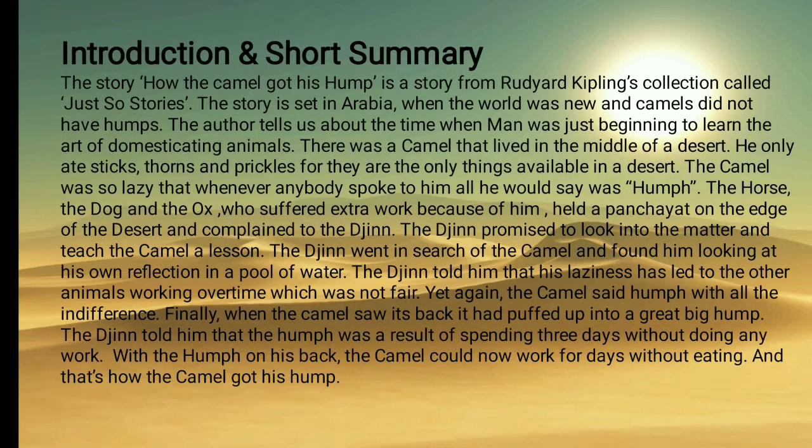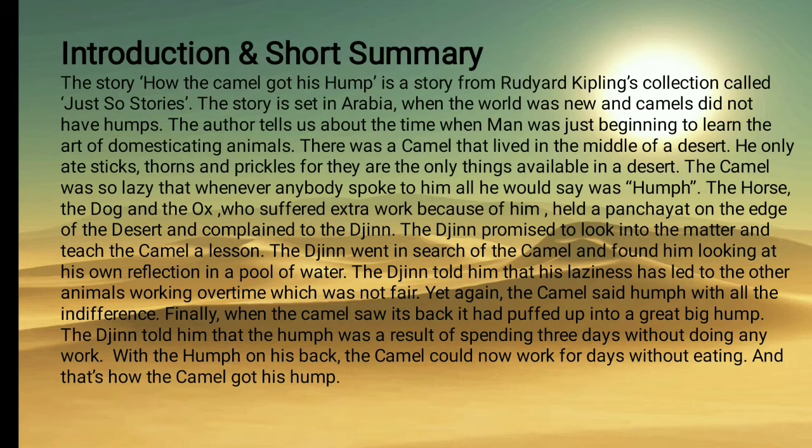The story is set in Arabia when the world was just new and camels did not have humps. The author tells us about the time when man was just beginning to learn the art of domesticating animals. There was a camel that lived in the middle of a desert. He only ate sticks, thorns, and prickles, for they are the only things available in a desert.